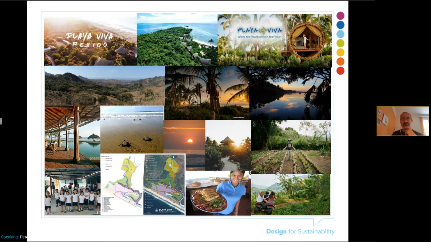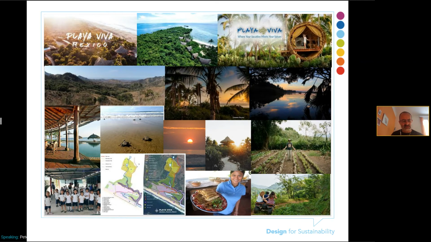Another example I want to move through very rapidly is based in Mexico, called Playa Viva. It's on the west coast of Mexico, about south to southwest of Mexico City on the Pacific coast as well. And that place is in a relatively rural area. And the development was about creating an eco resort near the beach.